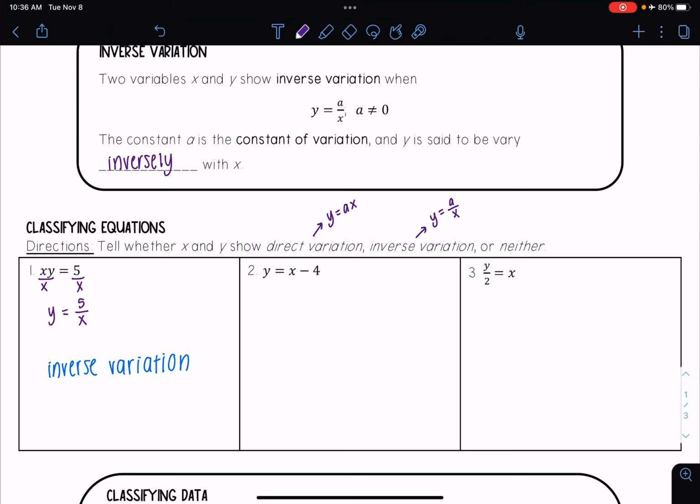Okay, looking at this next one, I have y is equal to x minus 4. My y is already isolated, and I see it's equal to x minus 4. So this one, I see it's not a times x. x isn't being multiplied by anything. Also, we don't have a number divided by x. So in this case, this one would be neither.